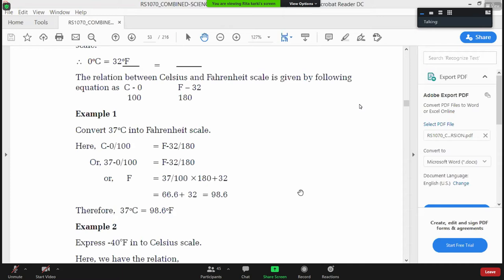It is (C minus 0) upon 100 is equal to (F minus 32) upon 180. We need to convert 37 degrees centigrade. So instead of C, what do we write? We write 37. So (37 minus 0) upon 100 is equal to (F minus 32) upon 180.